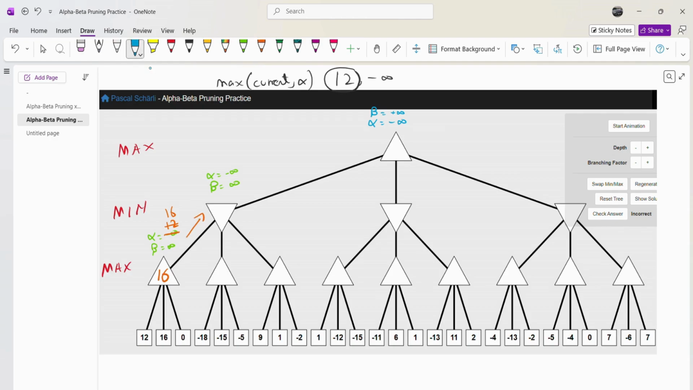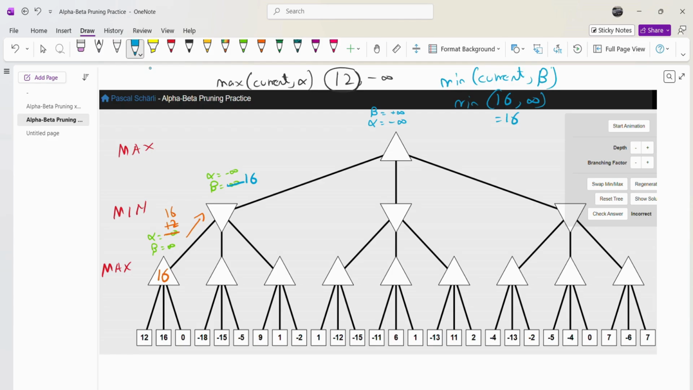And now at the parent node, it's a minimum node, so it would be a min between the value of beta and the current value. So it would be current value and the value of beta, which is going to be positive infinity. So it is 16 and positive infinity, which is the minimum value over here. It is 16. So over here we have beta as 16. So for this parent node we have negative infinity as alpha and 16 as the beta.